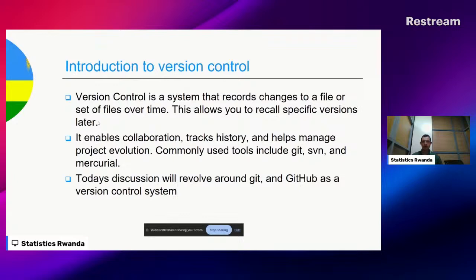So jumping right in, a bit of an introduction to version control. Version control is a system that records changes to a file or set of files over time. This allows you to recall specific versions of these files later on. It primarily enables collaboration, it tracks your history, and helps manage project evolution. Some commonly used tools for version control include Git, SVN, and Mercurial. Today's discussion will revolve around Git and GitHub as a version control system, because these are some of the most widely used tools in data science and software development more generally.